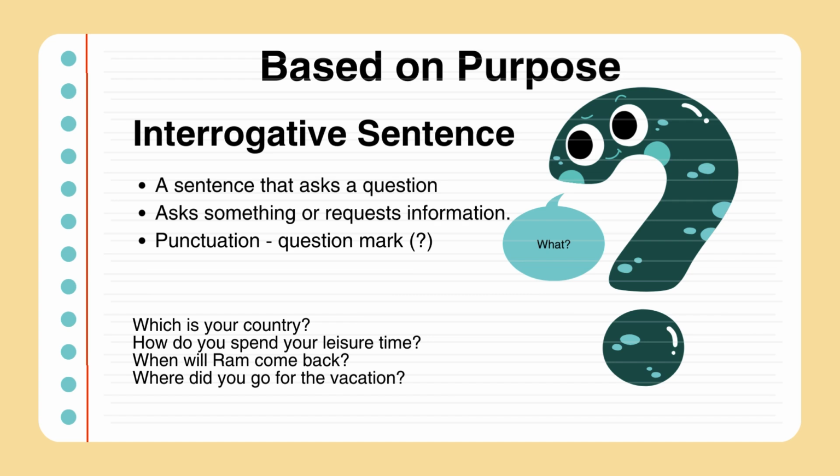Interrogative sentence is a sentence that asks a question. It asks something or requests information. It usually punctuates at the end with a question mark. Examples. Which is your country? How do you spend your leisure time? When will Ram come back? Where did you go for the vacation?